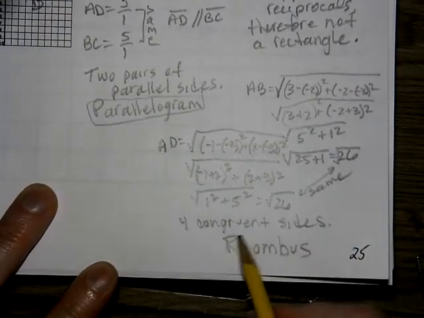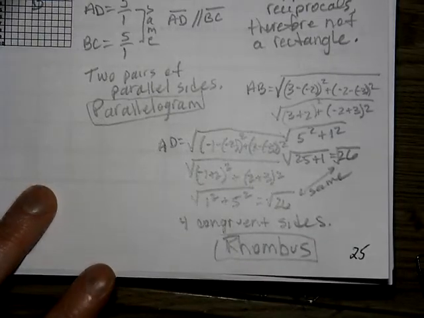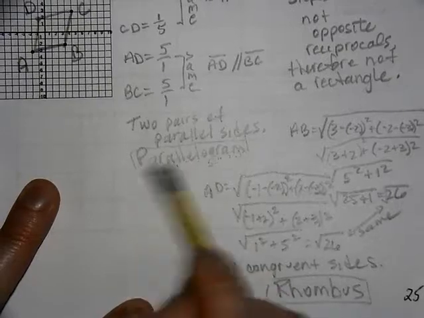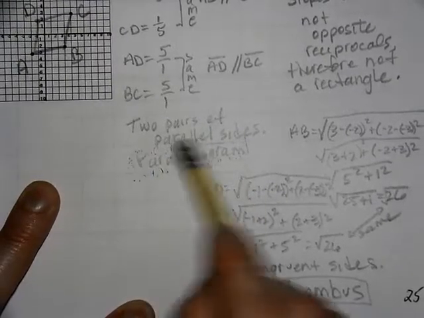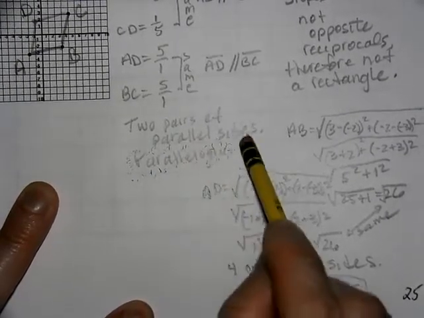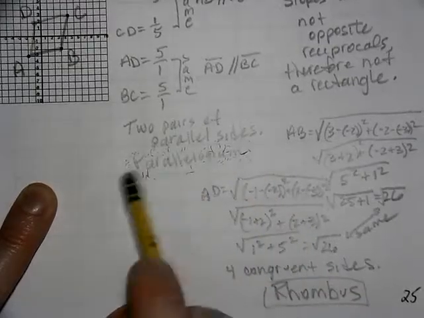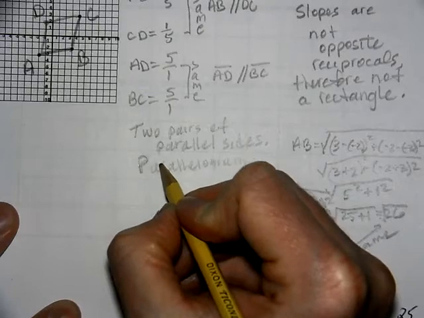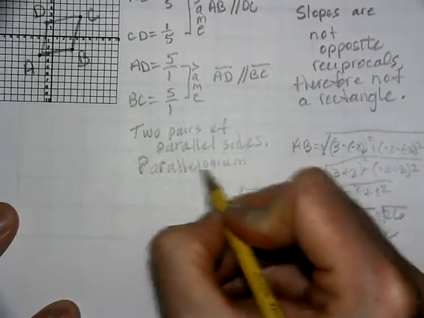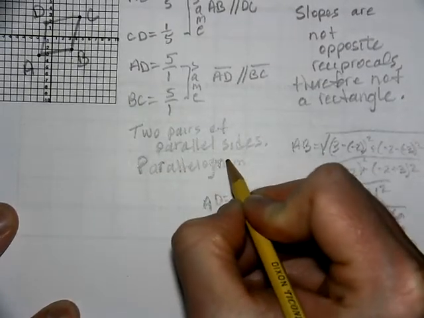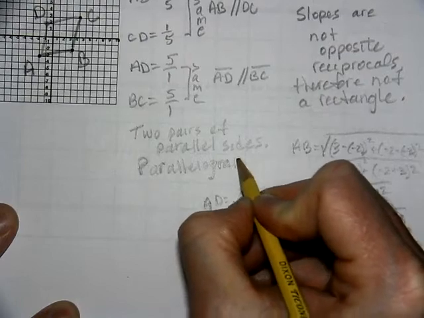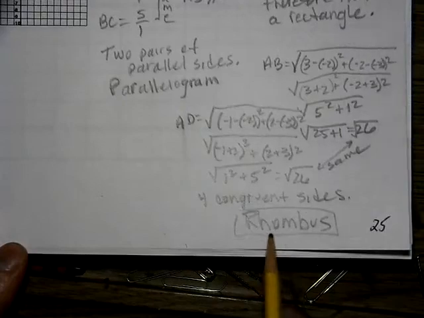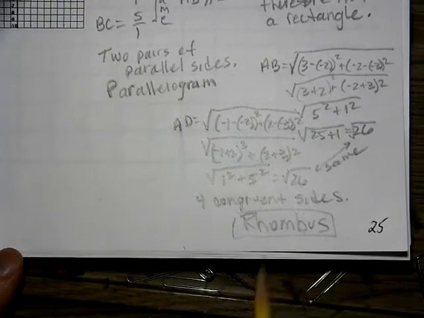If we have 4 congruent sides, we get a rhombus. So I'm going to take the box away from this parallelogram statement. It is a parallelogram, so I won't erase the word necessarily. But your final answer, the best, most specific answer, is a rhombus.